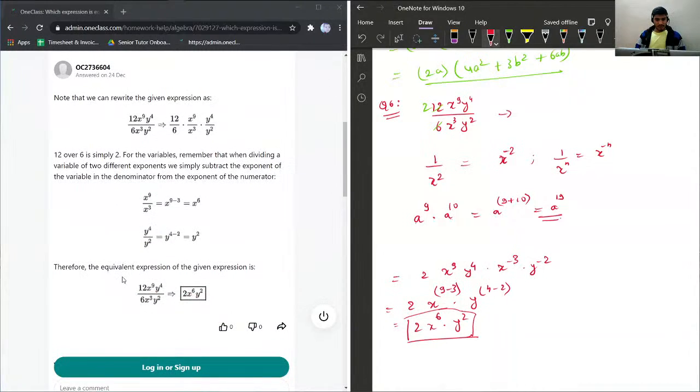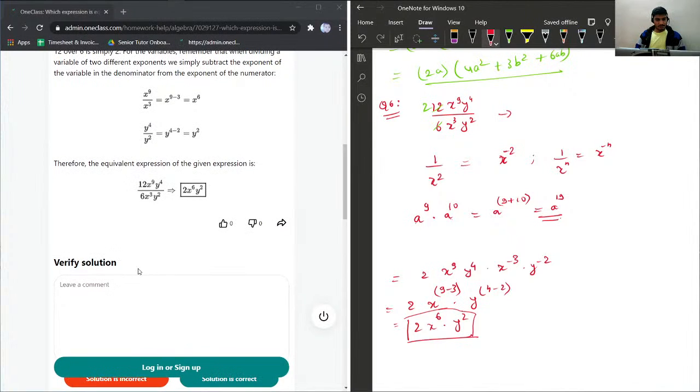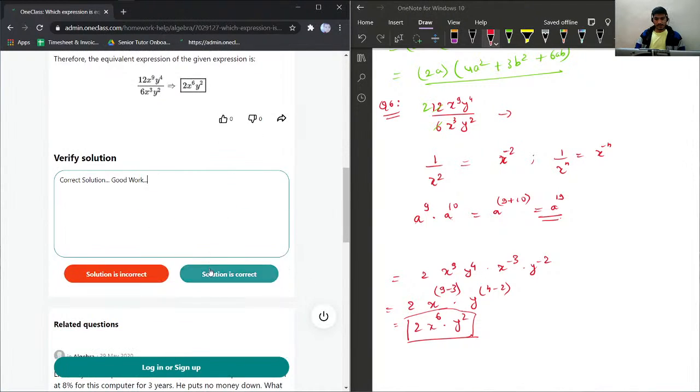Let us check the solution given by Junior Tutor. Yeah, they have also done it in the same way. So again, I can just write correct solution. Good work. And the solution is correct.